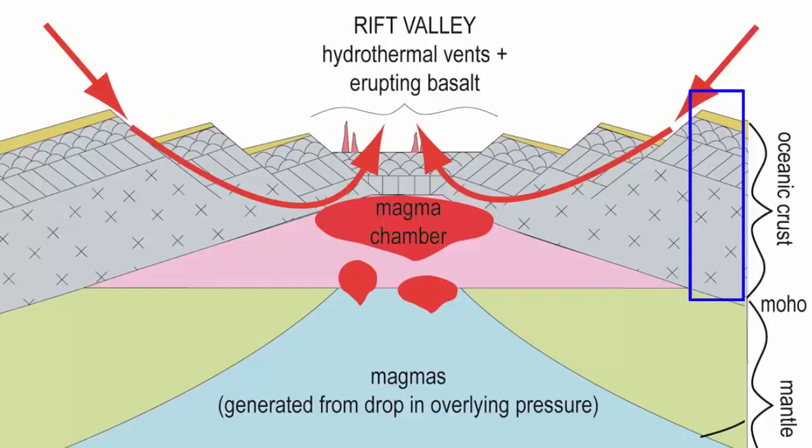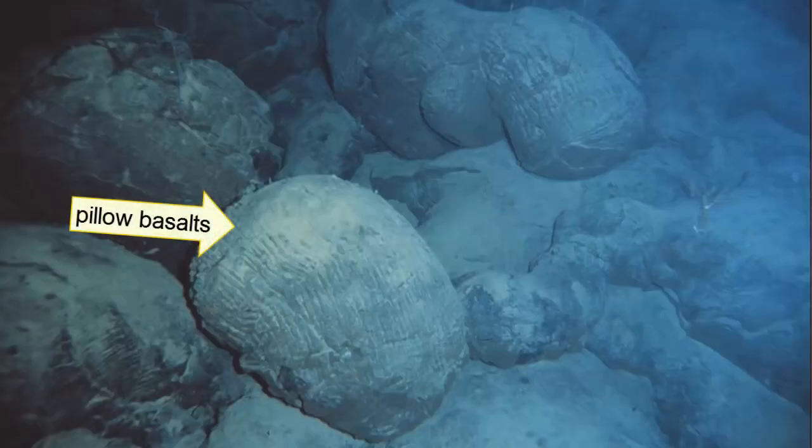The new ocean crust that forms at these ocean ridges consists of four main layers. The magma that erupts on the seafloor cools quickly under high-pressure, cold water and forms structures that look similar to hardened toothpaste squirted out of a tube. They're called pillow basalts.